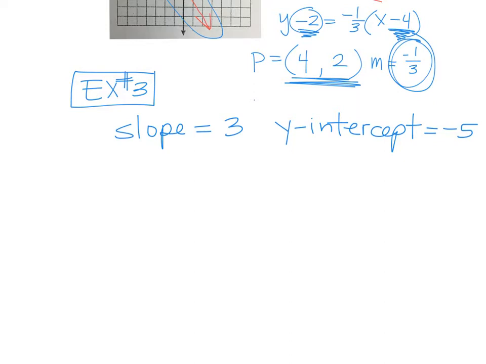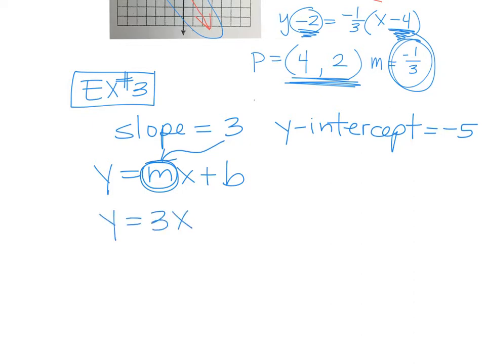Slope-intercept, right? So it's going to be this form of the equation: y equals mx plus b. Okay? So now we've got to figure out what goes where. What replaces the m? The 3, right? That's your slope. So 3 is going to go here. So it's going to be y equals 3x.